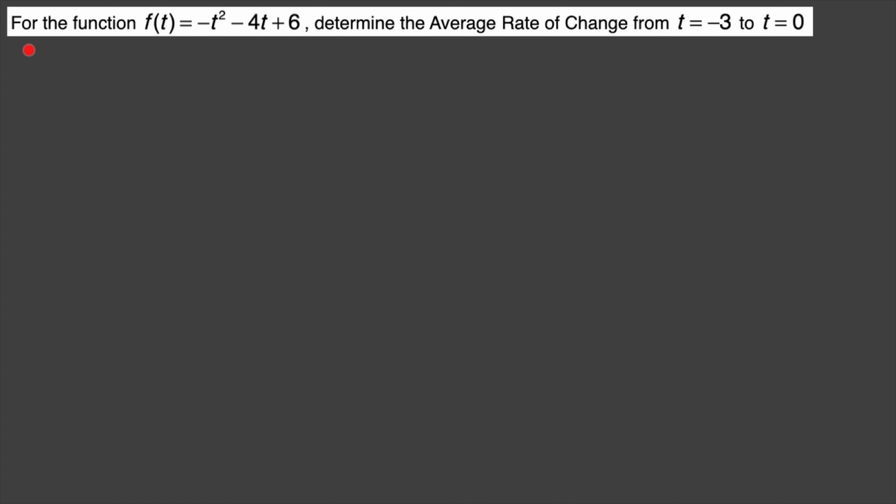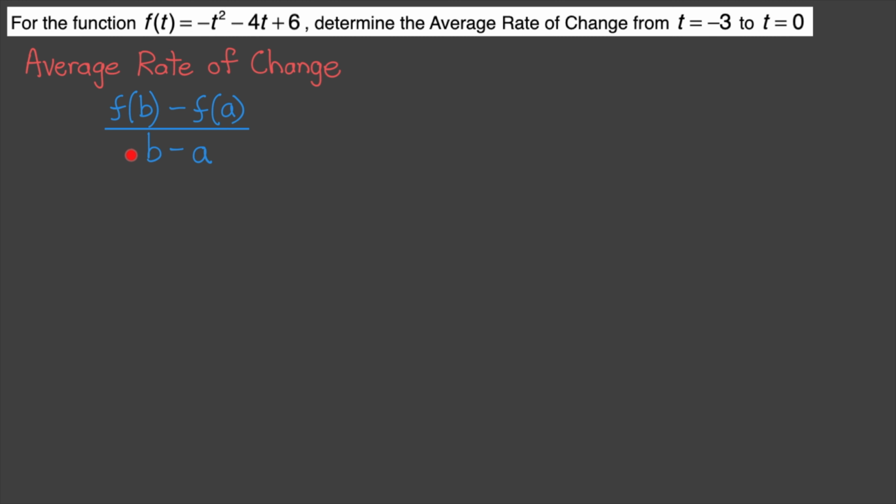This question says, for the function f of t equals negative t squared minus 4t plus 6, determine the average rate of change from t equals negative 3 to t equals 0. So what is the average rate of change? That's what they're asking us for here. They want the average rate of change from t equals negative 3 to t equals 0. So the average rate of change is this formula, f of b minus f of a over b minus a.